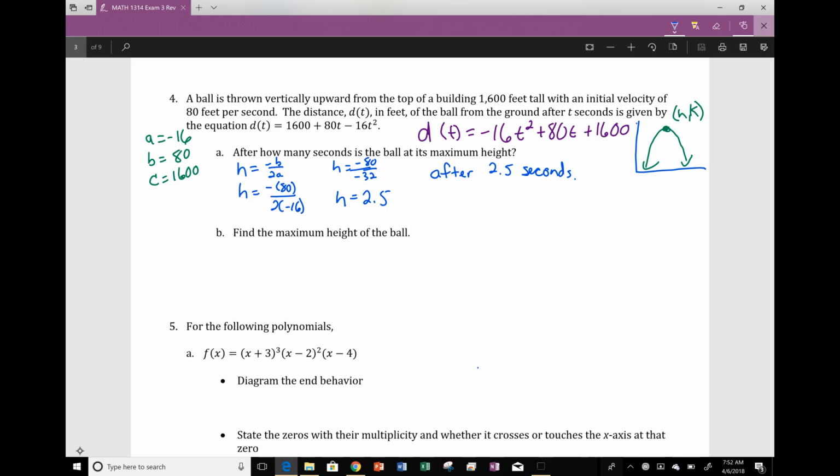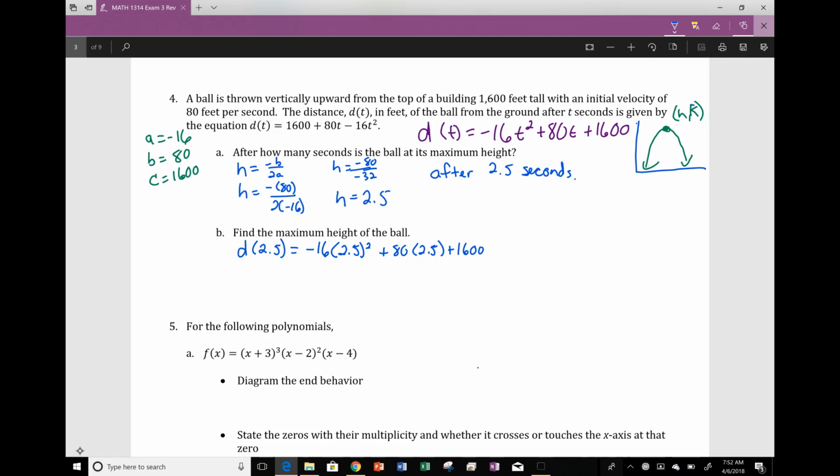On part B, it says find the maximum height of the ball. Well, that's just finding the k portion of this problem. So what we're going to do is put in d of 2.5. So that is going to be negative 16 times 2.5 squared plus 80 times 2.5 plus 1,600. And so we want to find this maximum height here.